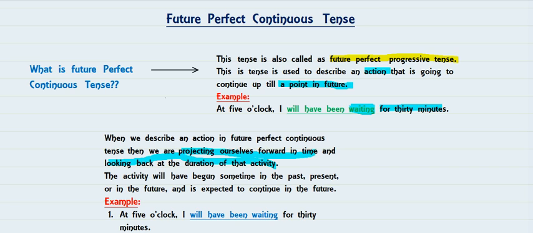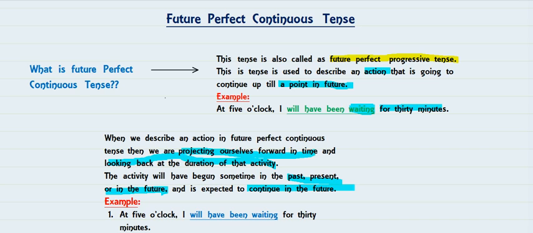And this activity will have begun sometime in past. Whenever we are talking about the activity, it could have begun in past, present, or in future. The activity can begin any time. It could begin either in the past time or in the future time or in the present time. But it is expected to continue in the future. It is going to continue in the future time for a defined set of time like we discussed earlier.